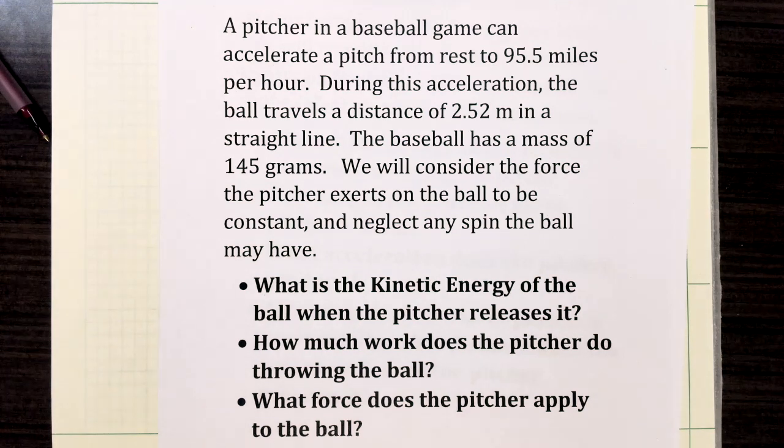In this video, we will use the work-energy theorem to solve the following problem. A pitcher in a baseball game can accelerate a pitch from rest to 95.5 miles per hour. During this acceleration, the ball travels a distance of 2.52 meters in a straight line. The baseball has a mass of 145 grams. We will consider the force the pitcher exerts on the ball to be constant and neglect any spin the ball might have. We're asked the following questions.